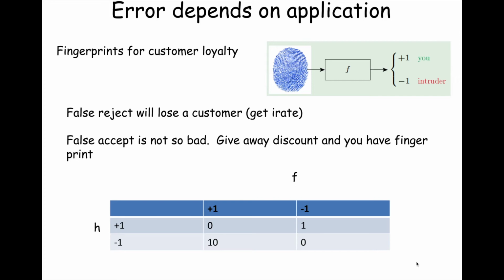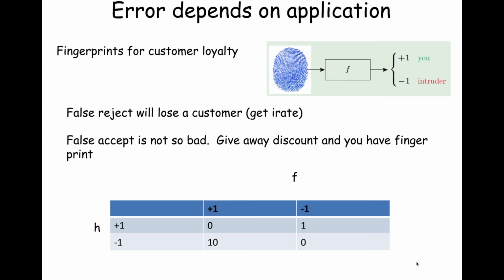So you've been going to this store for a while, you scan your thumb, and it says denied. You say, well, what's going on? I've been shopping here for a long time, I should get this discount. So you try it again, denied. You try it again, denied. You keep trying, denied. And what does a customer do? They're unhappy. The customer's irate.